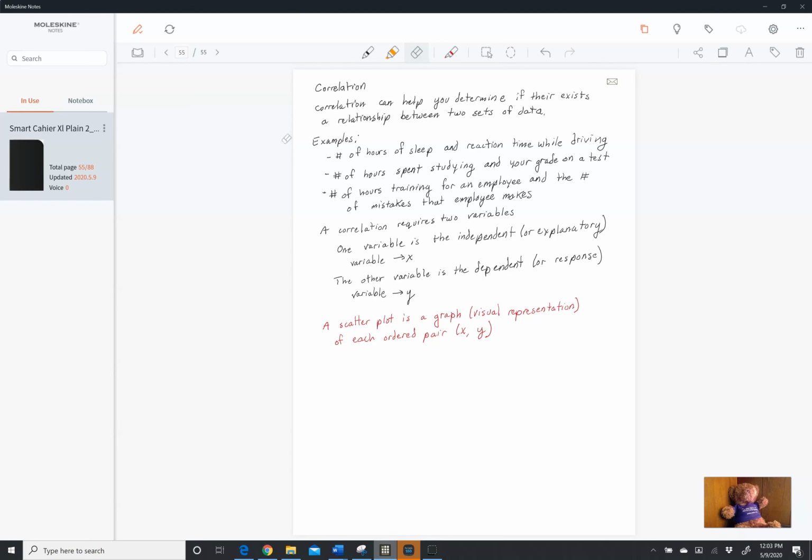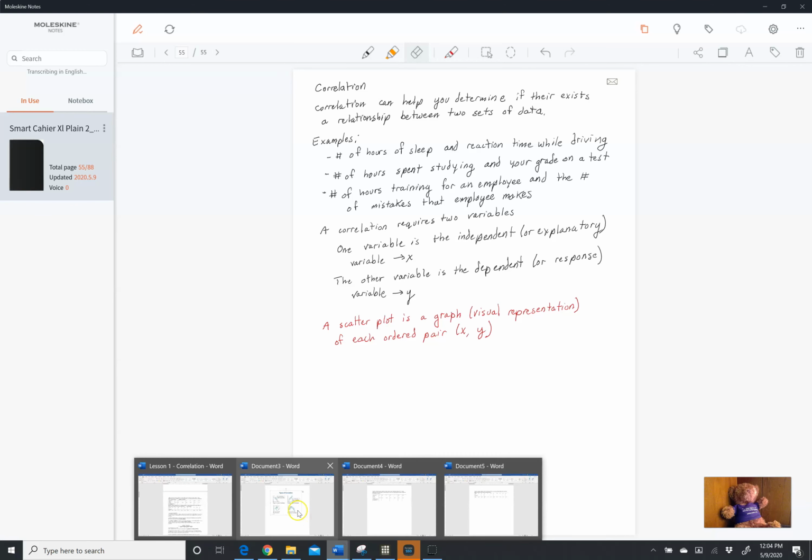Okay, so for example, if we wanted to plot the data for number of hours of sleep versus reaction time while driving, then if we said you have 3 hours of sleep, the reaction time is 5 seconds, then we would be plotting the point 3, 5. We're going to do an example of a scatter plot. Let's talk about what these scatter plots look like. And I will include these at the end of the board notes. I thought it would be helpful to have an actual graph here.